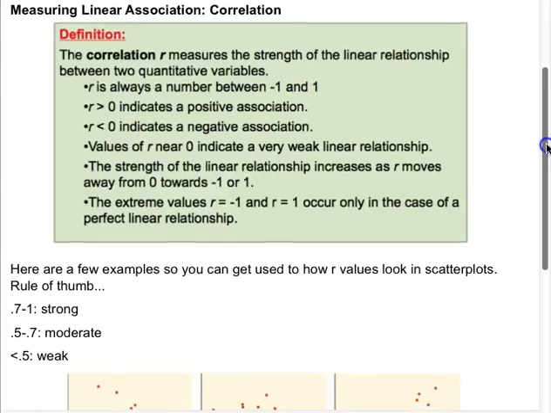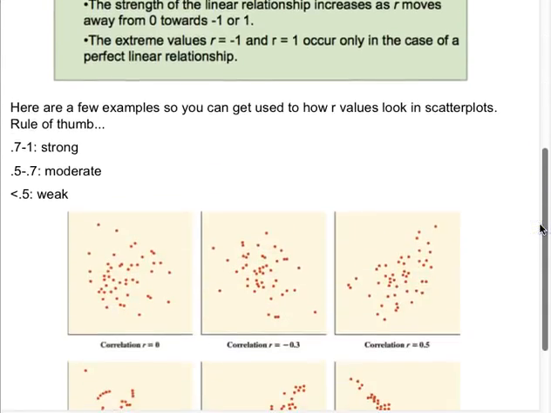So just a rule of thumb as you're working with this, this is kind of a general outline of how to describe it. If you have a correlation between 0.7 to 1, you're talking about a pretty strong relationship there. Between 0.5 and 0.7 is moderate. Once you get less than 0.5, now you're diving on the weak side of things, okay?